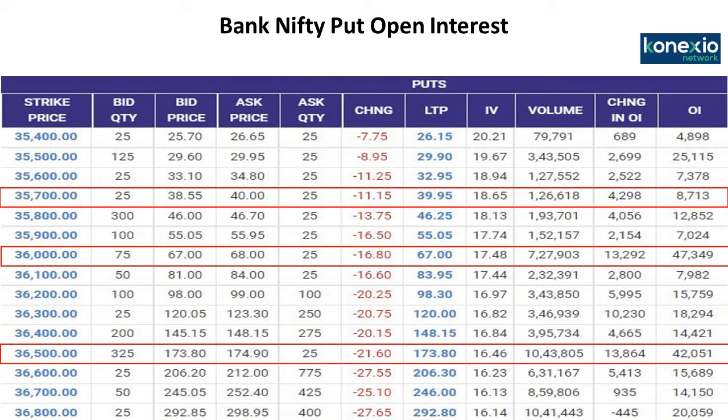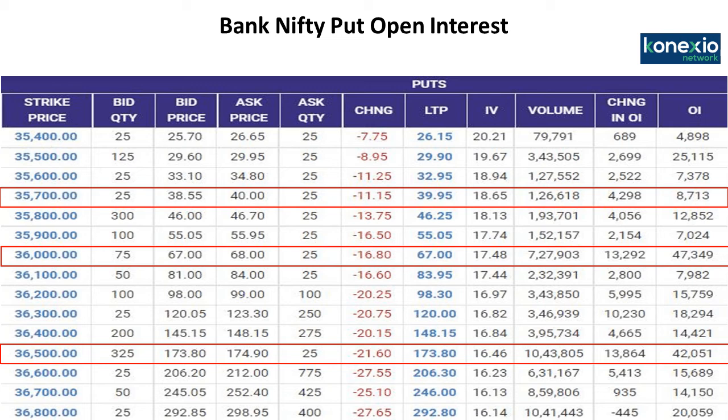So this clearly indicates that strong support could be seen around 35,700 in Bank Nifty on the downside for next week. So most probably the range would be 37,200 in Bank Nifty on the upside, whereas the strong support might be seen at 35,700 on the downside in Bank Nifty.